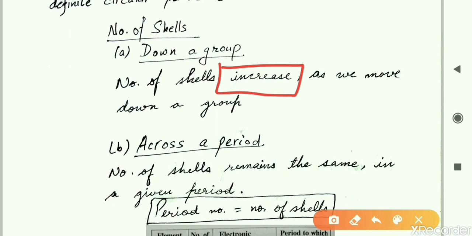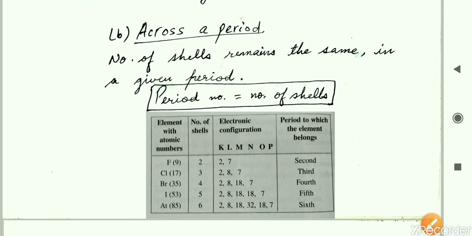And across the period, if you move left to right in the periodic table, then the number of shells remains the same. This fact you have to remember. Down a group, the number of shells increases, and across a period, the number of shells remains the same. Due to this fact, we have already learned or memorized in the last lecture that period number is equal to the number of shells. For this to be more clear, here is a table. This is from your textbook itself.